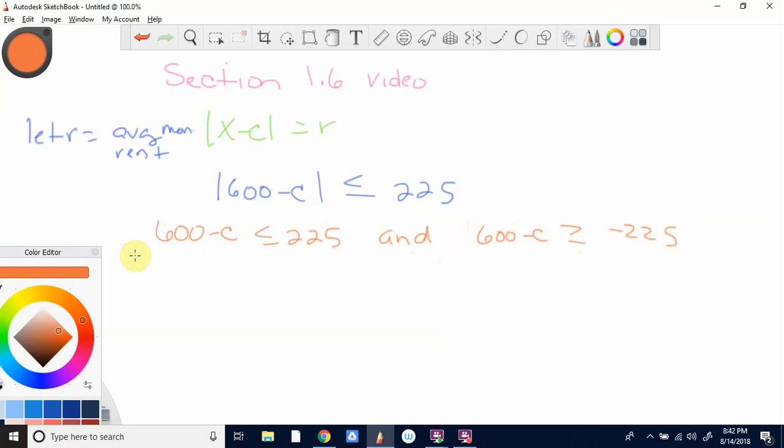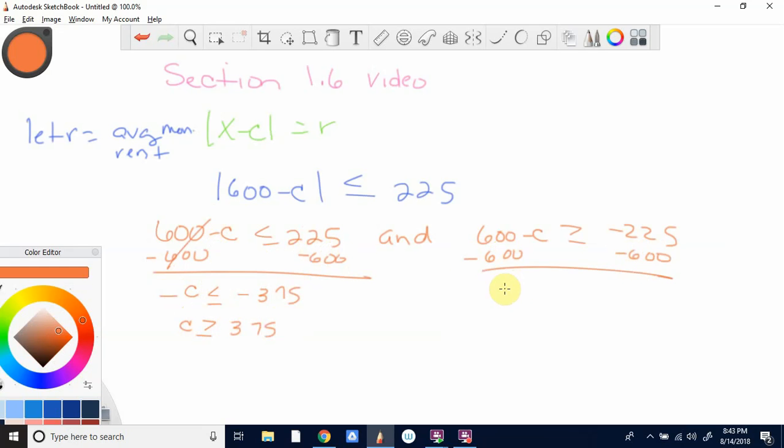Now, all we have to do is what? Solve. And we can't forget how to solve. Remember, this is negative C less than or equal to negative 375. Divide by negative, what happens? You flip the sign. Okay, then we do here minus 600, minus 600. You get negative C greater than or equal to negative 825. Divide by negative C, you flip the sign, 825. And remember, it's an and, we verify that when we actually go to graph it.